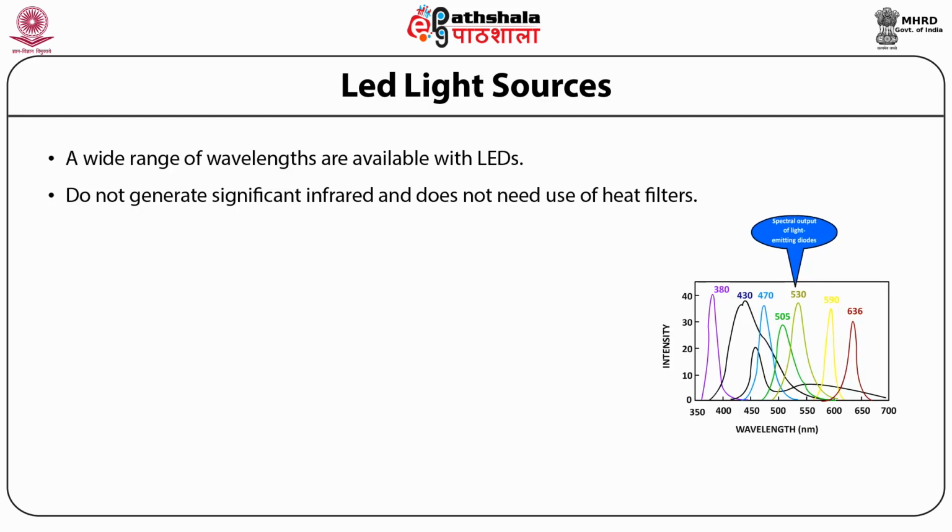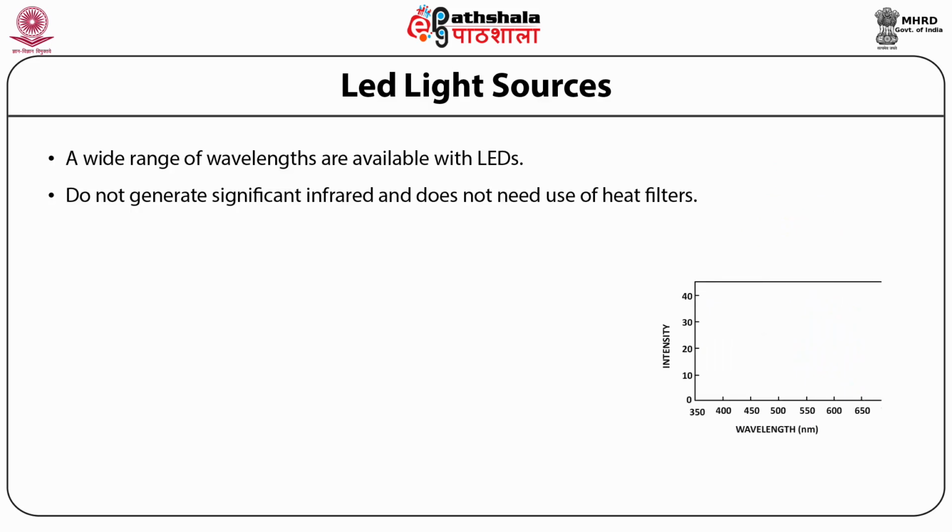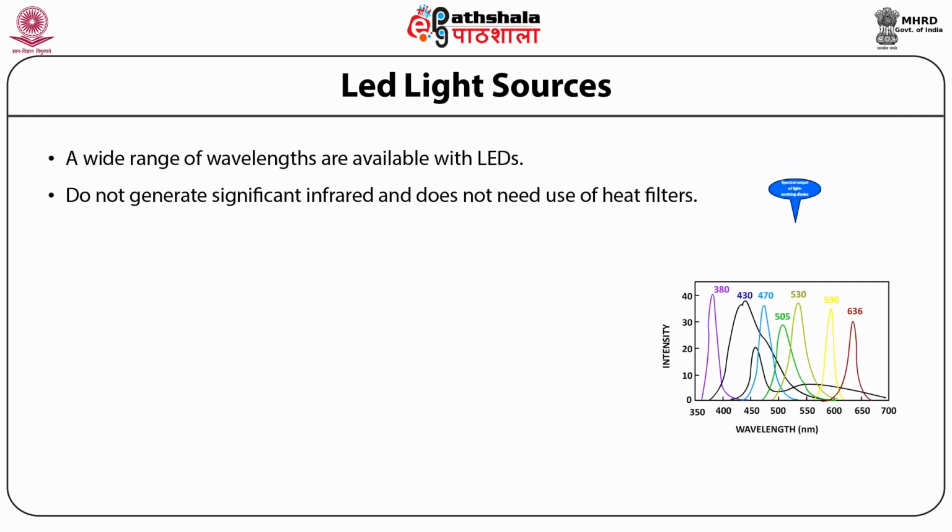The figure on the right-hand side shows the spectral output of light emitting diodes. A different color of light, or you can say wavelengths, can be produced by different diodes.